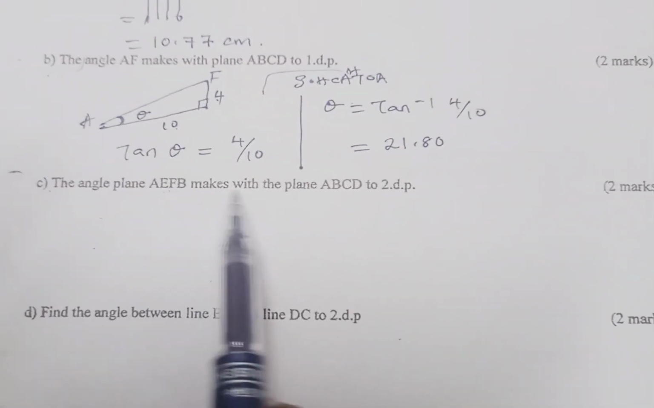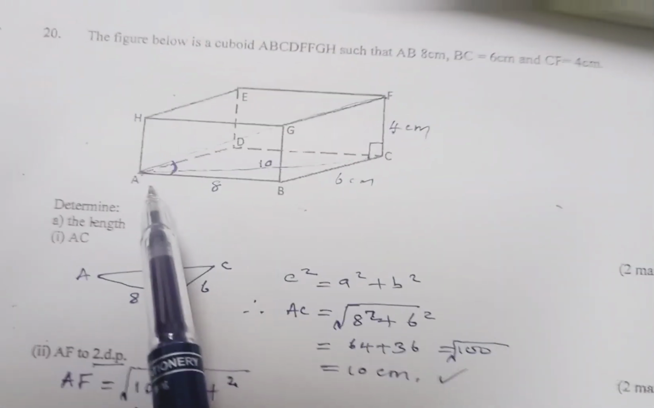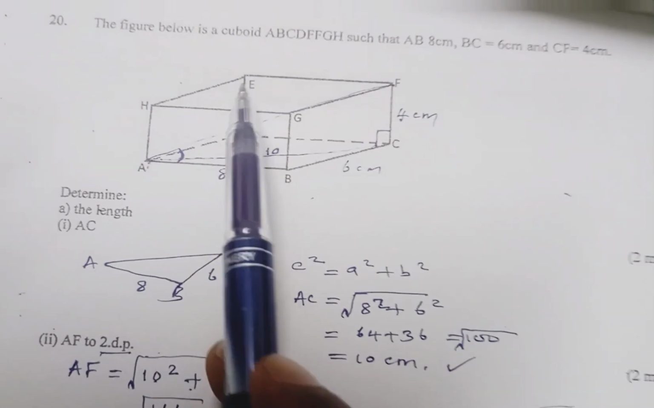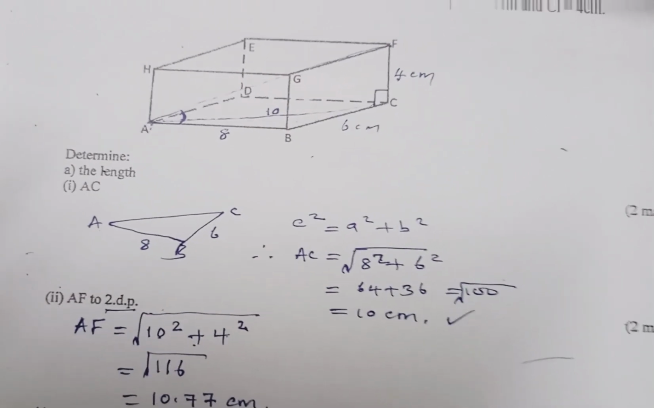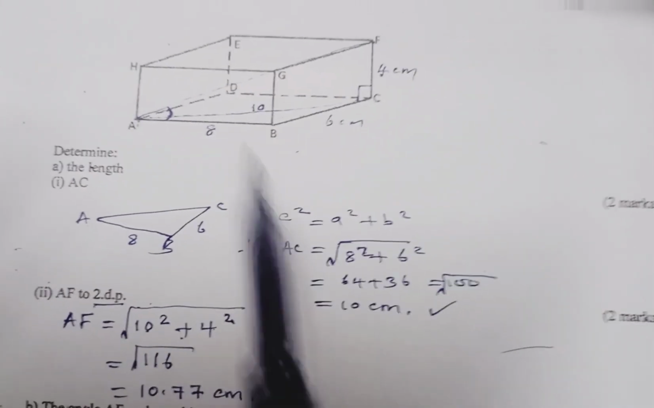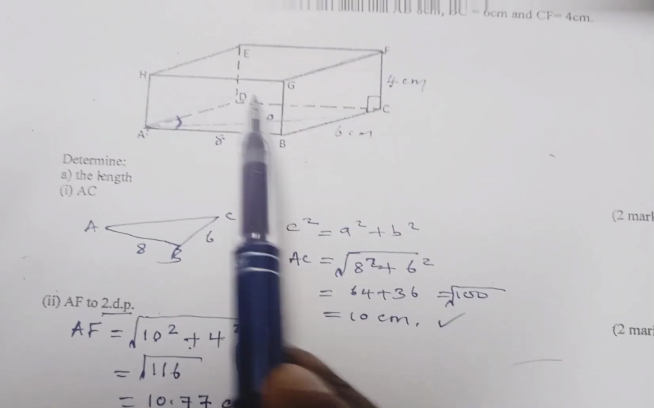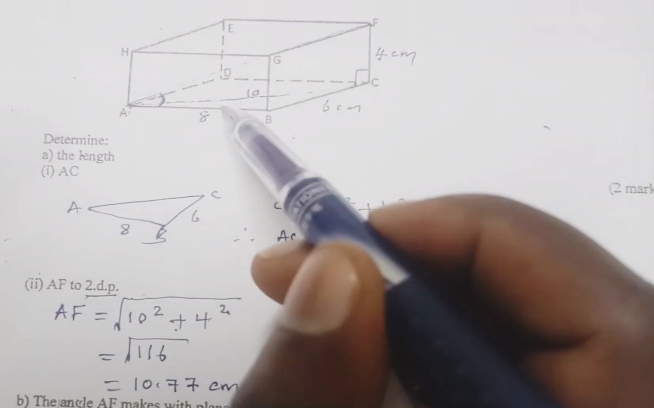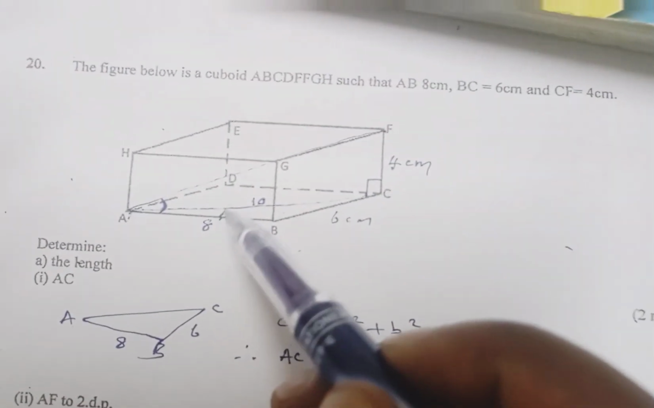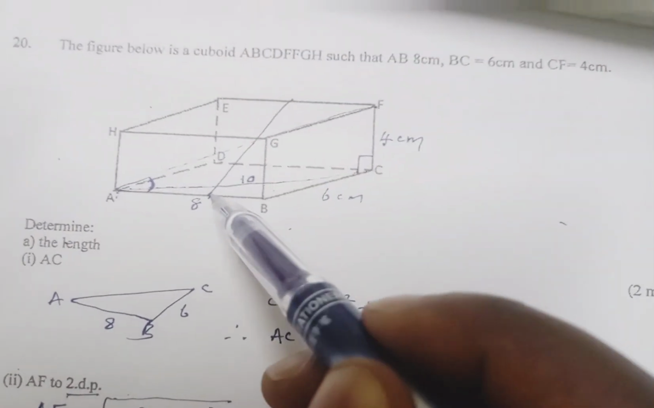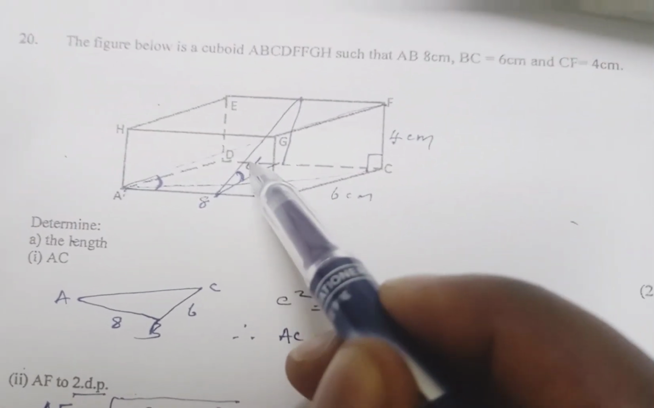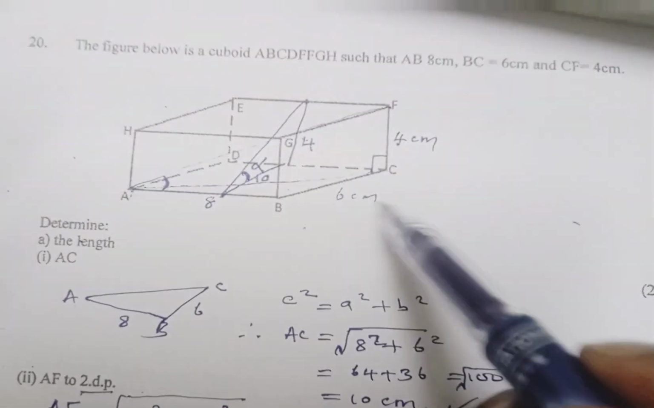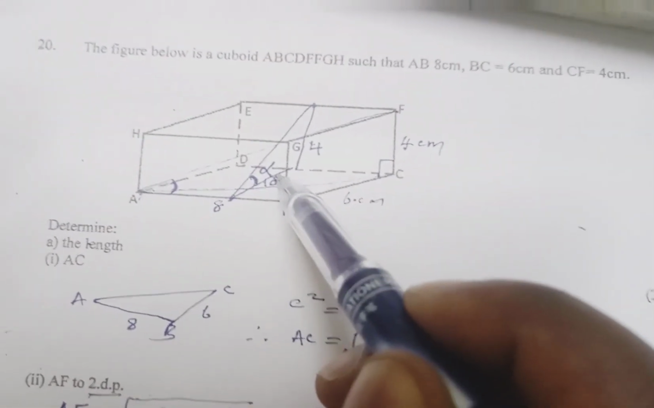The angle plane AEFD makes with the plane ABCD. So those planes, the point where we have their centers is actually where that angle will be formed. So the plane in question is actually slicing the cuboid into two halves. So we can see AB, then EF, and then the base. So we are considering the base, which is the 6, since it is the breadth, and the height remains to be 4.